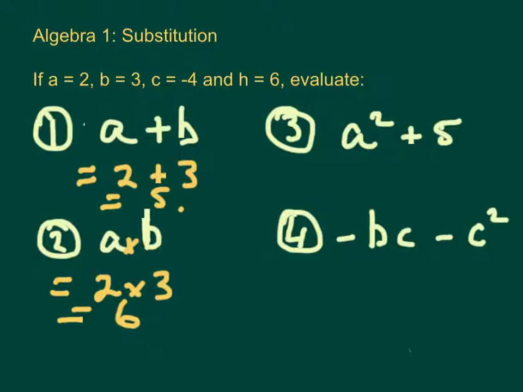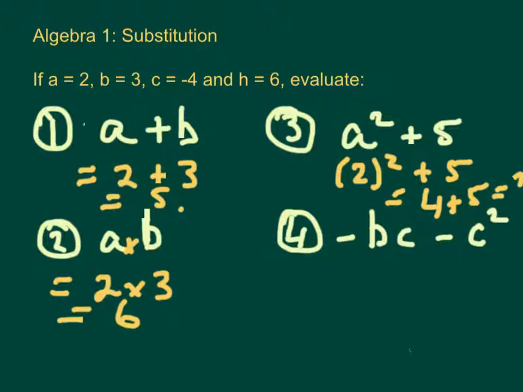Alright, question 3. A squared plus 5. That's pretty easy. We replace the A with 2. I'm going to put it in brackets for the moment and square it, and then we're going to add 5 at the end. So that's equal to 4 plus 5, which of course equals 9.